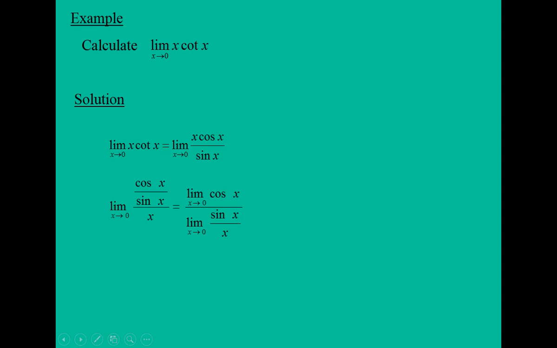We would have the limit of the cosine of x as x approaches 0, and in the denominator the limit of the sine of x divided by x as x approaches 0. And in the numerator, we could use direct substitution. And in the denominator, we can see that limit equals 1.